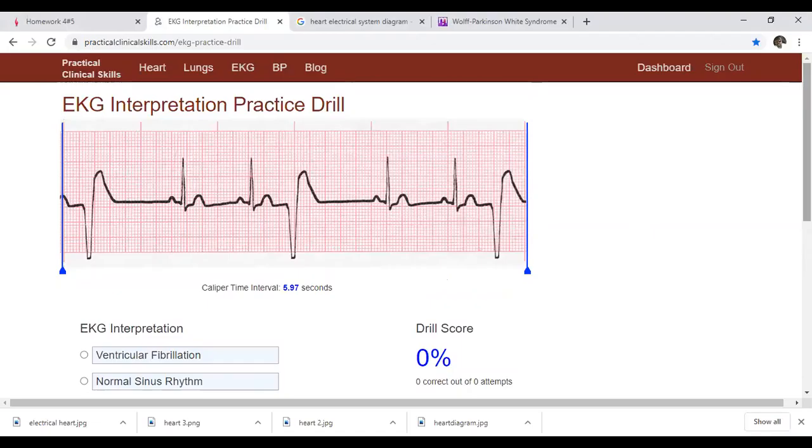Everybody look at that interpretation right now. Look at your EKG, what you're seeing right now. Don't say anything out loud. Nobody say anything out loud. You're going to put it in the chat. You tell me what you think it is and put it in the chat privately to me. Okay?